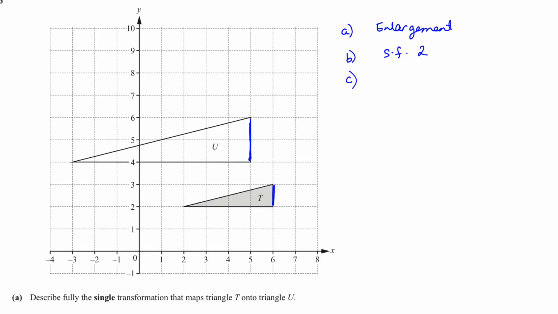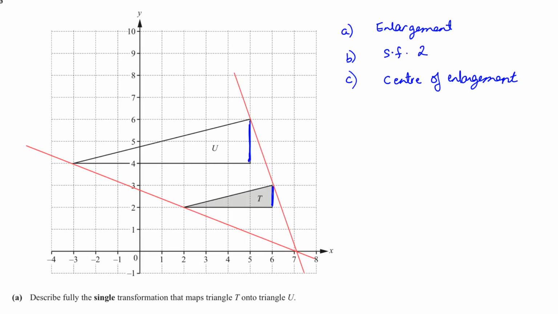And the third thing you need to find is the center of enlargement. To find the center of enlargement, we will join the points of the corresponding triangles together. Like this, we join the 2 points. Where they meet, that is your center. So it is (7, 0).